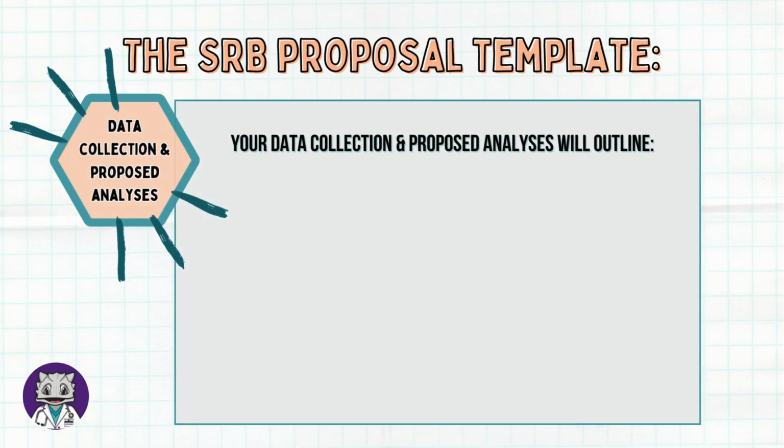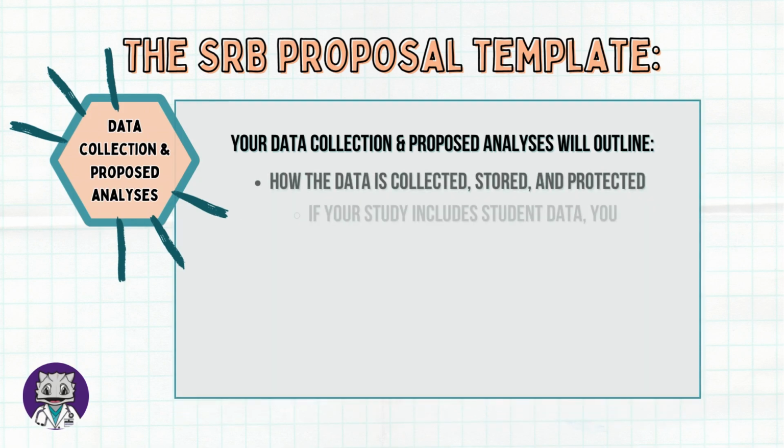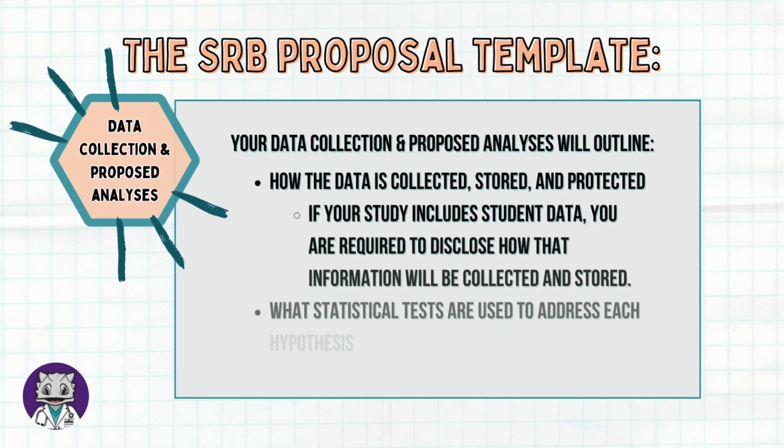The data collection and proposed analysis section will include the following: how the data is collected, stored, and protected. If this data includes student identifying information, you must be very detailed regarding how that information will be collected and stored, and who will have access to that information. Additionally, you must describe what will happen to the data once the study is complete, including how it will be destroyed or if the data will be banked.